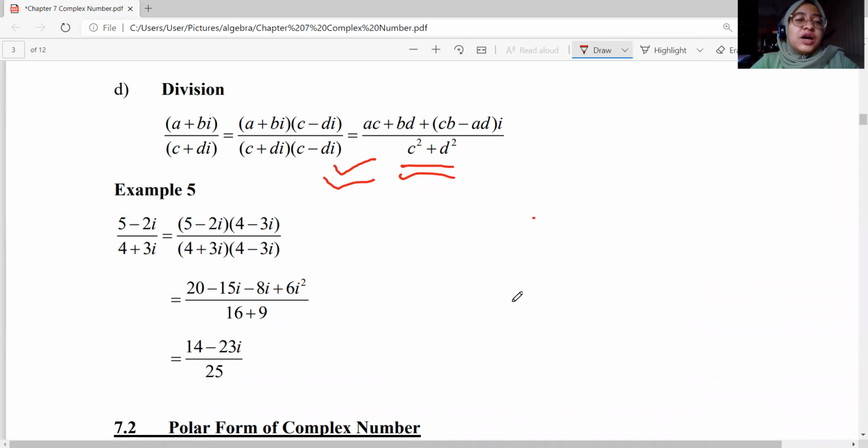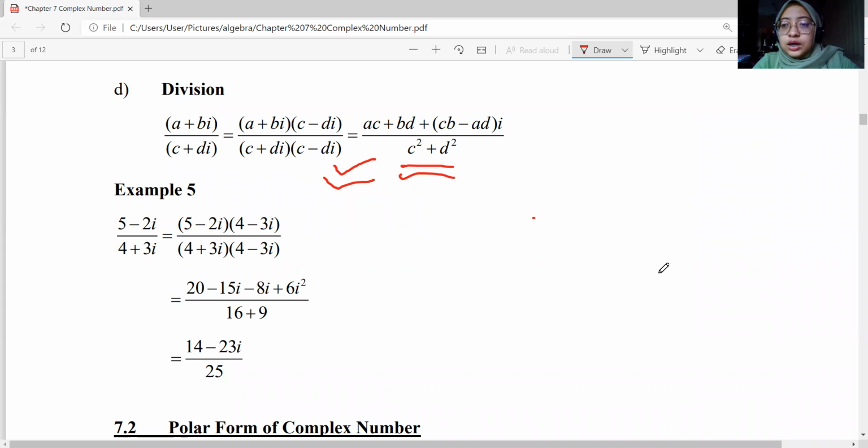Okay, the example: 5 minus 2i over 4 plus 3i. So its conjugate is 4 minus 3i. So 5 minus 2i times 4 minus 3i over 4 plus 3i times 4 minus 3i. So expand the bracket. You get 20 minus 15i minus 8i plus 6i square over 16 plus 9. And then the final answer will be 14 minus 23i over 25.